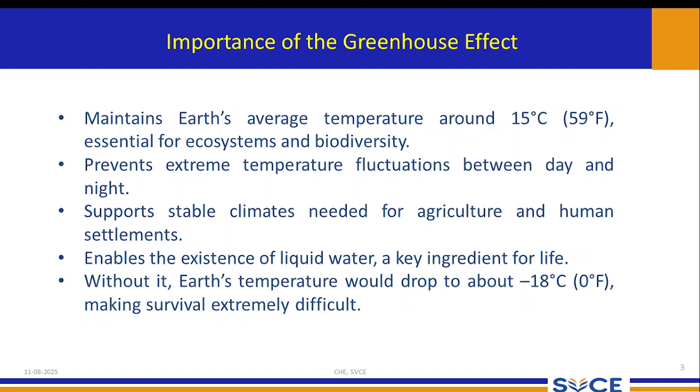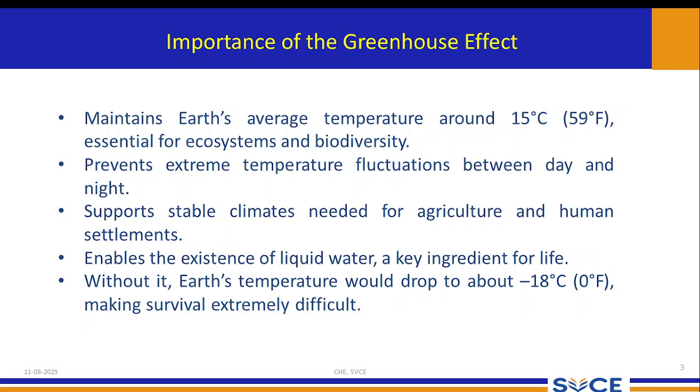So this is all an advantage of the greenhouse effect. It supports a stable climate needed for agriculture and human settlement. It enables the existence of liquid water, a key ingredient for life. Without it, Earth's temperature would drop to about minus 18 degrees Celsius. If there is no greenhouse effect, then imagine it will be minus 18 degrees Celsius.